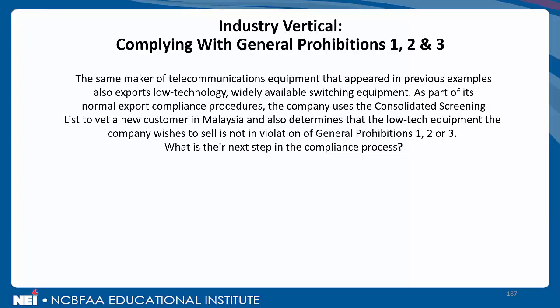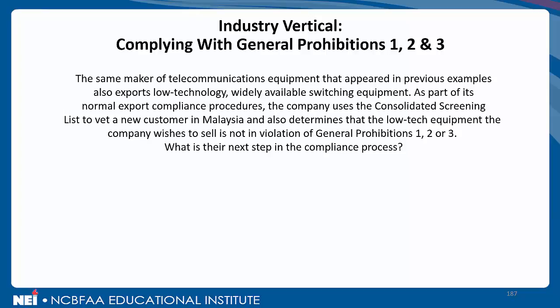As part of the company's normal export compliance procedures, the company uses the consolidated screening list to vet a new customer in Malaysia and also determines that the low-tech equipment the company wishes to sell is not in violation of General Prohibitions 1, 2, or 3. What is their next step in the compliance process?